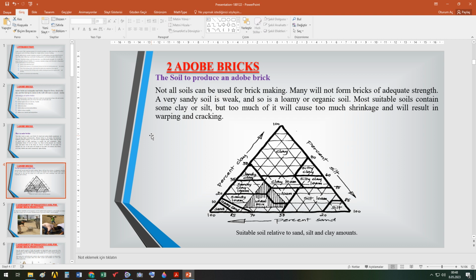Which soil is preferable to produce an adobe brick? Not all the soils can be used for brick making. Many will not form bricks of adequate strength. A very sandy soil is weak, and so is a loamy or organic soil. Most suitable soils contain some clay or silt, but too much of it will cause too much shrinkage and will result in warping and cracking. Ideal mix. Ideal soil is that one.